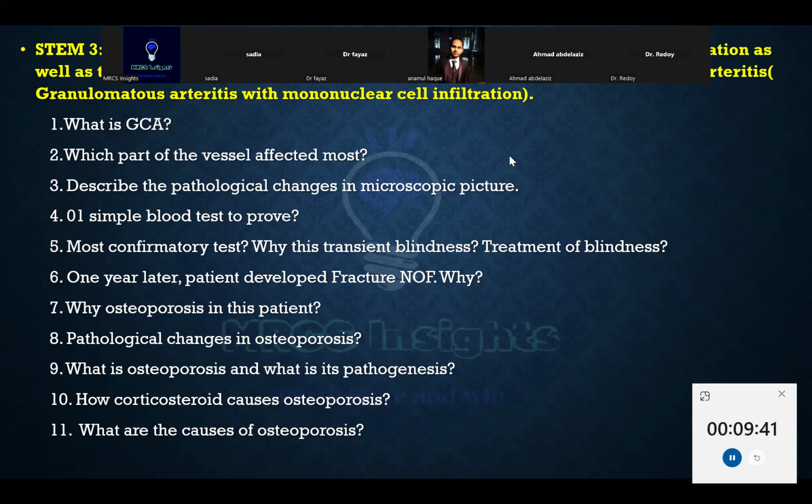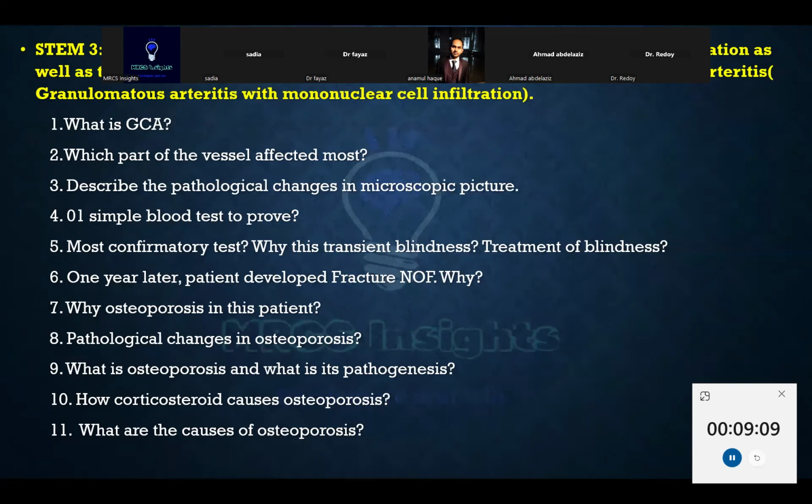A 60-year-old lady presented with headache, skull tenderness, and pain on mastication, as well as transient loss of vision. Biopsy from the temporal artery revealed giant cell arteritis with granulomas. First question: what is giant cell arteritis? Giant cell arteritis is a granulomatous inflammation that affects medium and large sized arteries, especially the branches of the external carotid arteries.